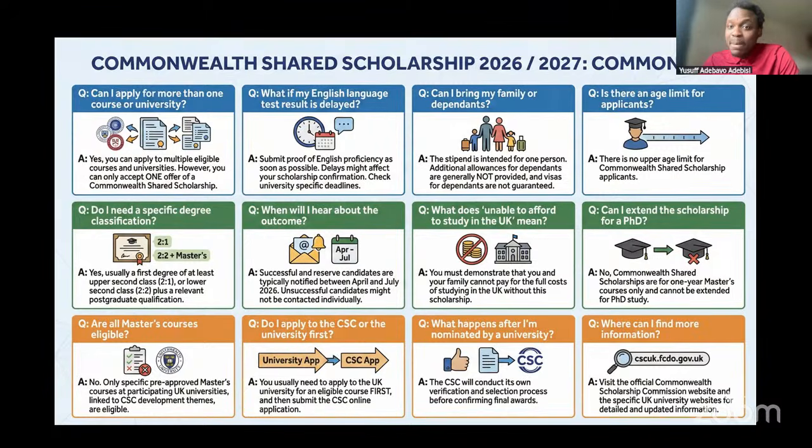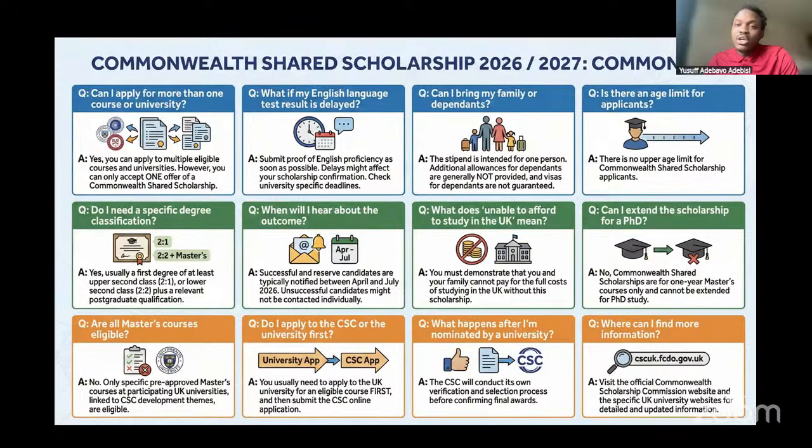And the stipend is only for you. So you cannot bring your family members. Yeah, it's only for Commonwealth PhD they give. It's just 1 year. For Commonwealth PhD they give stipend to your partner and I think children. But the Commonwealth Shared Scholarship is only for you.